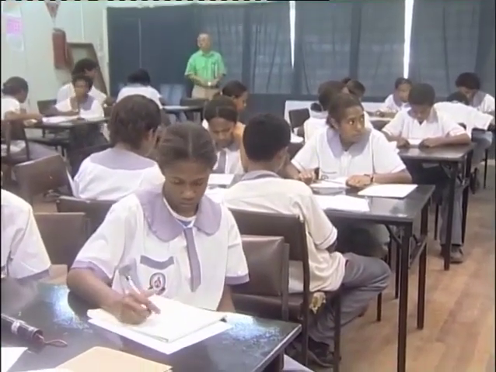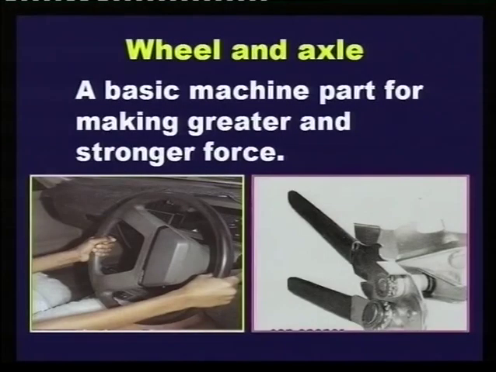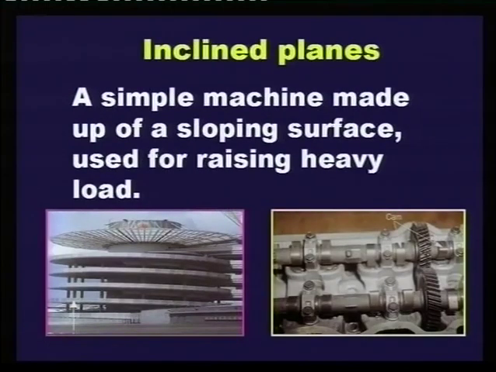Now we already looked at in a previous lesson what inclined planes are: wheel and axle, screws, and wedge. We'll have a look at them once again. Wheel and axle. They are basic machine parts for making greater and stronger force. Inclined planes, a simple machine made up of a sloping surface used for raising heavy load.